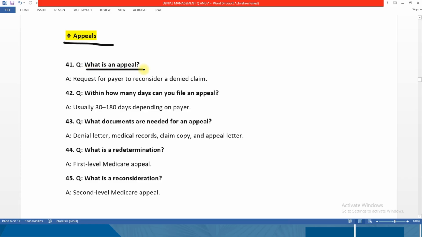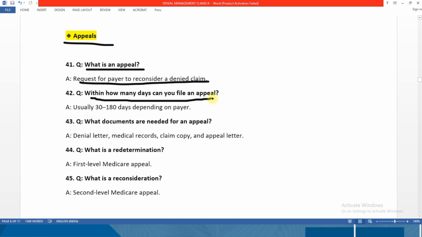So what is an appeal? A request for the payer to reconsider a denied claim. So if you have any denials, we need to appeal to the payer to check this claim one more time. That is what you call an appeal.